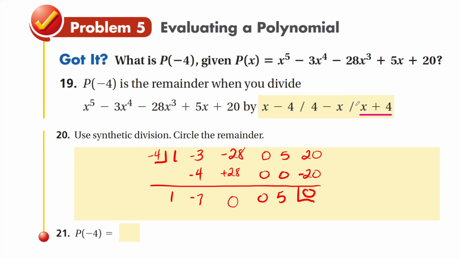Therefore, x plus 4 is in fact a factor, but the question that we're asking is what would happen if we were to plug in x equals negative 4 into this entire equation? What would our solution be? And our solution is going to be our remainder, which is 0.